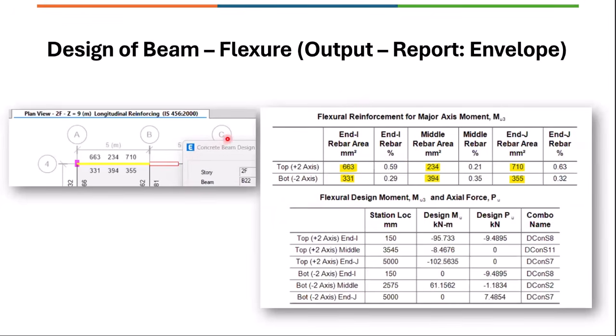So that is a summary for that particular section location, which is the 710. But there is an envelope output, which is going to give you the I end, middle, and J end. And this summary envelope output will give you those combinations, governing combinations, and forces. This can be used for the summation purposes for the report.